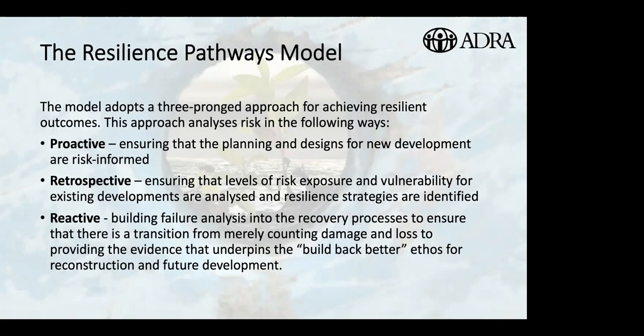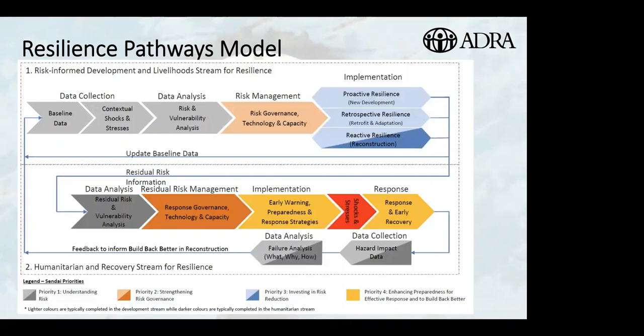So it's a more reactive model. This is a visual representation of the resilience pathways model, and we have included this with a lot more information in the policy document itself. You can see the top part of it is the development stream, and the second part is the humanitarian stream. And you can see many arrows and lines that link it, but we'll look at it a little bit in more detail.